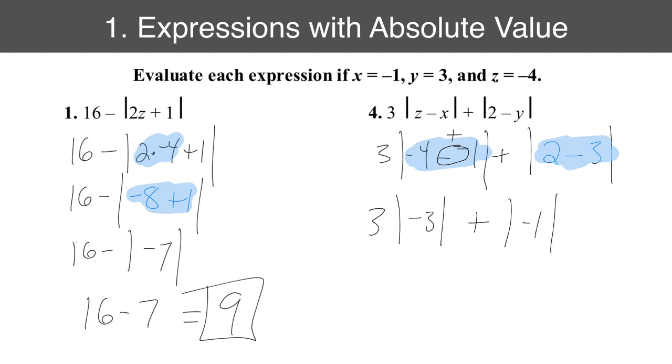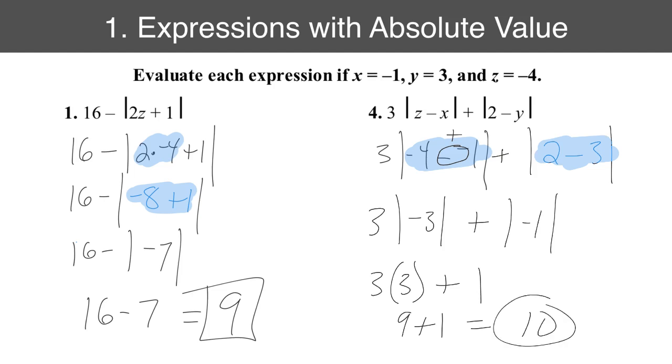Now we take the absolute value of both of these. Well, since it's a negative 3, that's going to end up being a positive 3. And then the negative 1 will end up being a positive 1. So then we say 3 times 3, which is 9. Then 9 plus 1 is 10. So that's how you evaluate expressions with absolute values. Next, we're going to talk about solving absolute values.